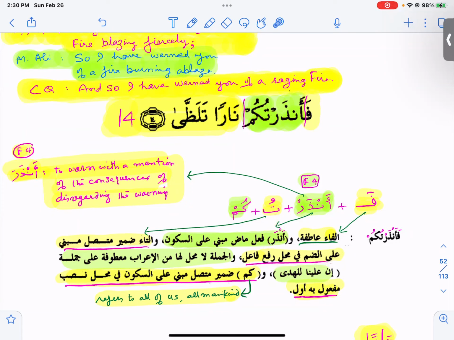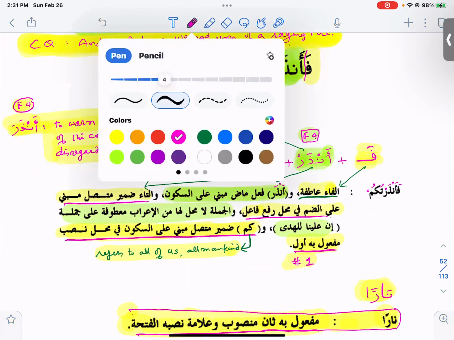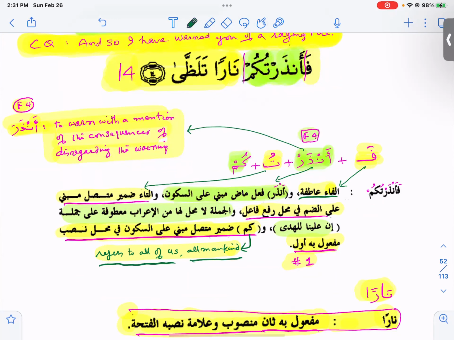Here, fa'il, that is Allah. Jumlatul la mahallaha min al arab. Mautufun Allah. Jumlatu inna alayna lal huda, mautufun Allah. Wa kun damirun muttasilun mabniun ala sukun fi mahali nasubin mafulun bihi awwal. Yes, mafulun bihi awwal. It means there will be another mafulun bihi coming. Number 1. Now, so I wrote here, this warning refers to all of us, all mankind, my brothers and sisters. Remember that.